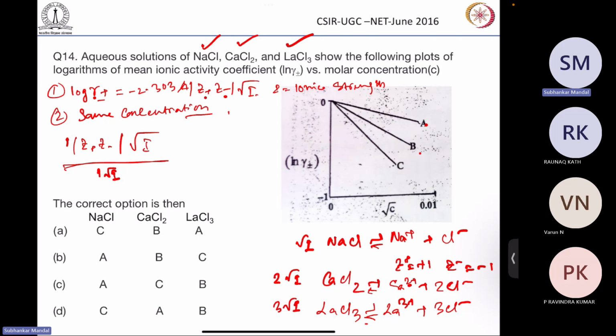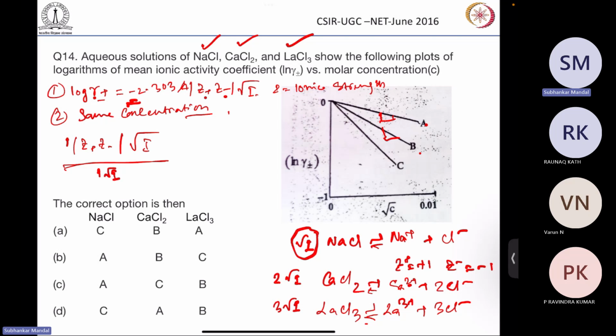But the interesting thing is that there is a negative sign, no? So if the negative sign is there, the slope is negative, and whichever value is low gives the low slope. So here in A, B, C, which one will have the low slope?